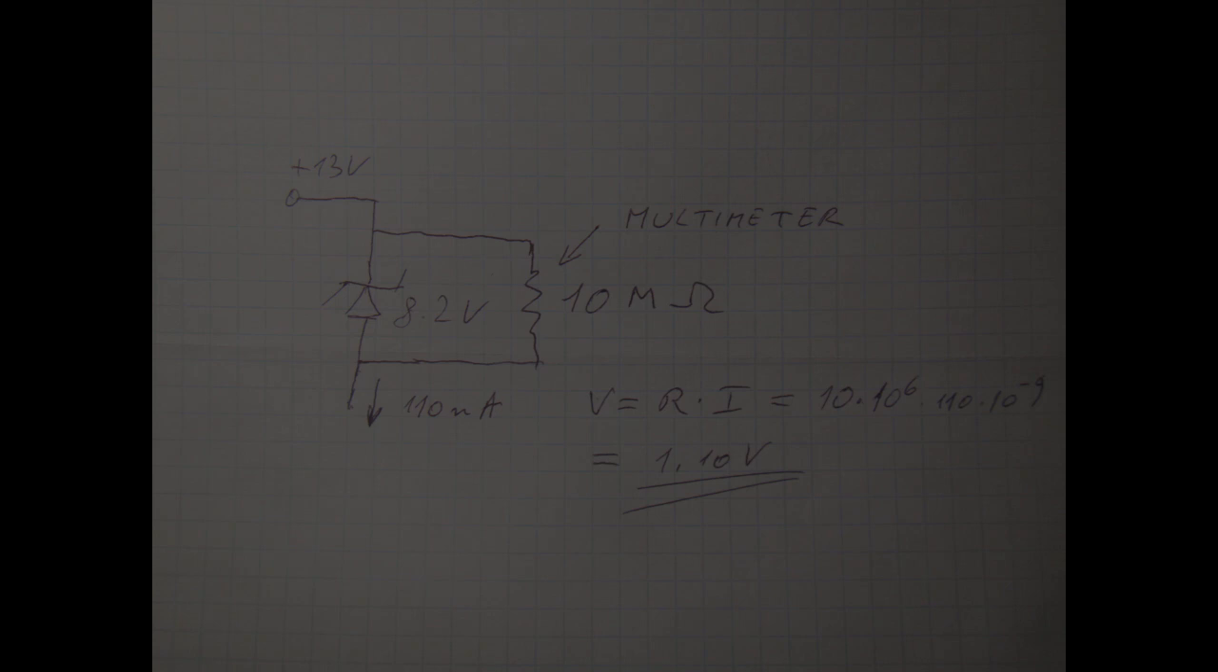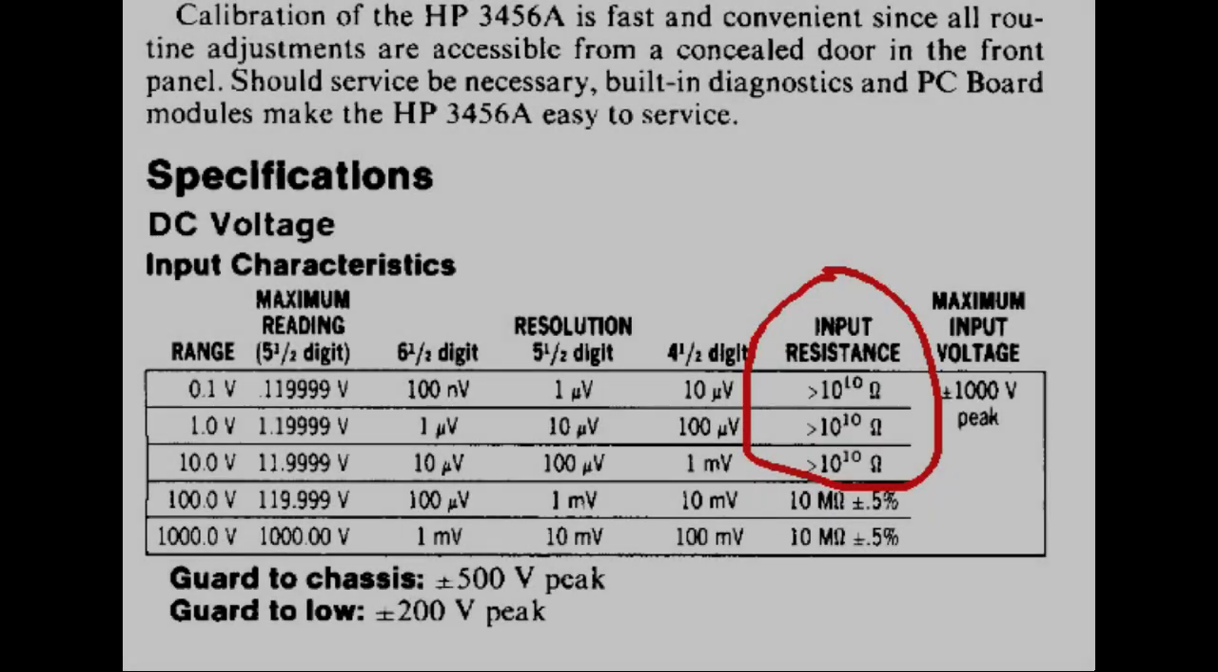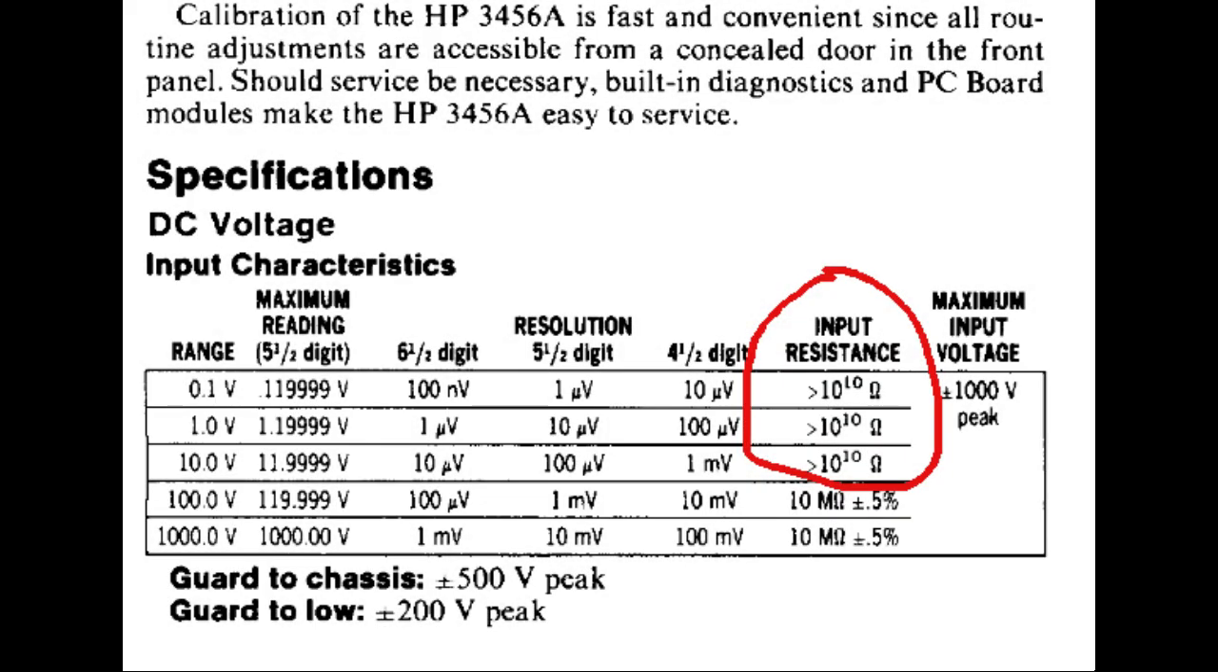So, to measure the zener voltage drop at this low current, I do indeed need some more expensive test equipment, like for example a benchtop multimeter like the HP3456A.